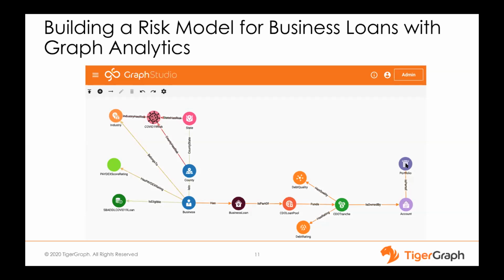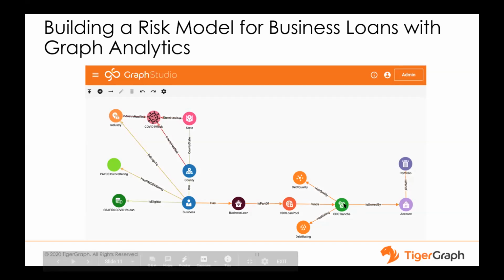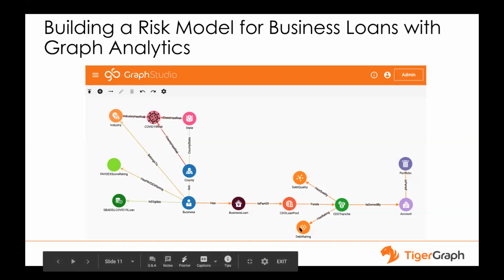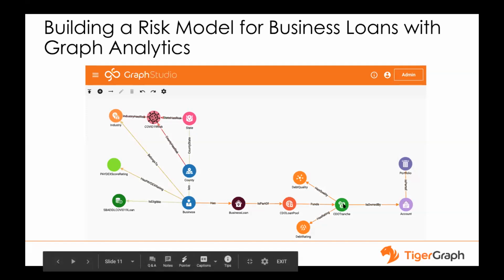So right here you have the portfolio. This could be a particular portfolio within a bank. Could be the financial institution's portfolio. There's a specific account within that portfolio. Then within an account, there are what I call CDO, or collateralized debt obligation tranches, that are owned by that particular account. Typically, a tranche would have a debt quality, like, it's a high quality debt, it's a medium quality debt, it's a low quality debt, and then debt rating, which is associated like AAA rating, BBB rating, BB rating, or B rating, and so on and so forth. So multiple CDO tranches are typically owned by an account.